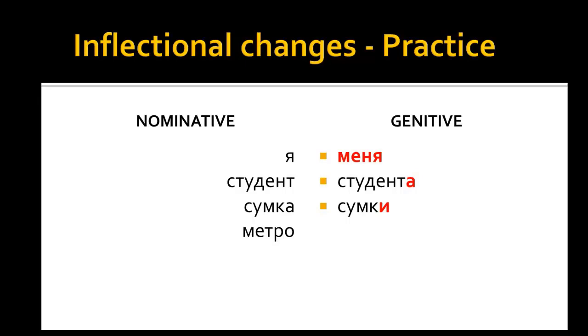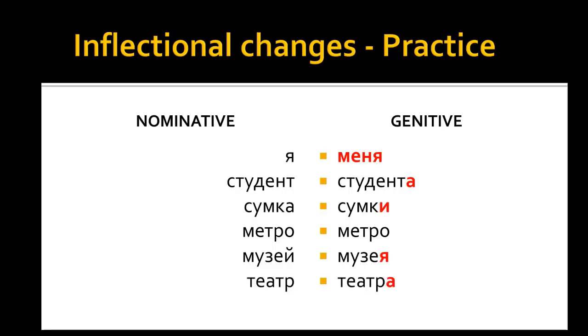Метро. Метро. It never changes because it's a borrowed word. Музей. Музея. Театр. Театра. Утро. Утро.